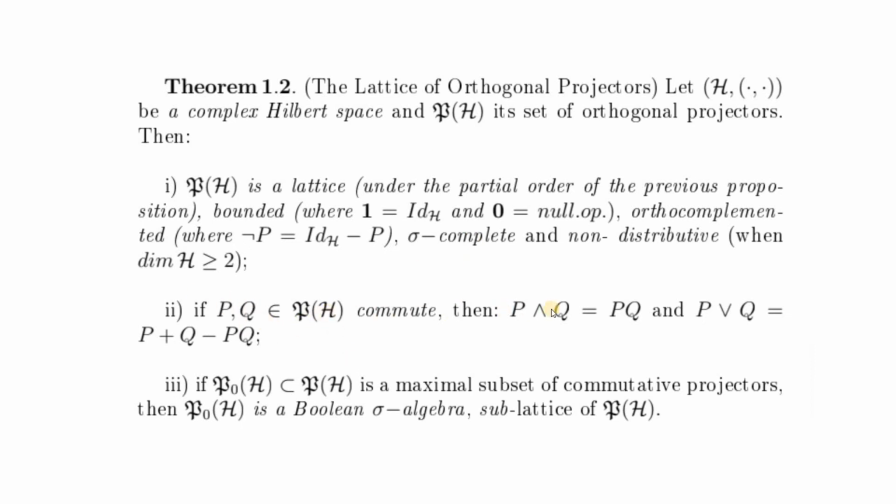If two projectors commute, you have the following properties, and this is the most important. If you have a maximal subset of commuting projectors, then this maximal set, seen as a sub-lattice of the full lattice of orthogonal projectors, is actually a Boolean algebra, in the sense of being distributive and bounded, orthocomplemented, etc. But only if the projectors commute.